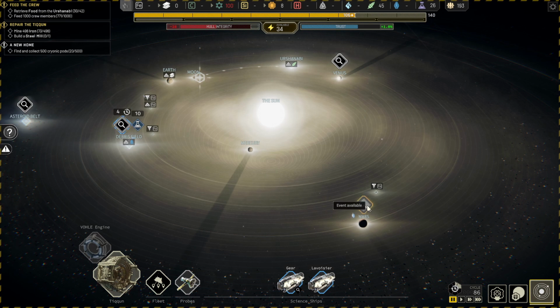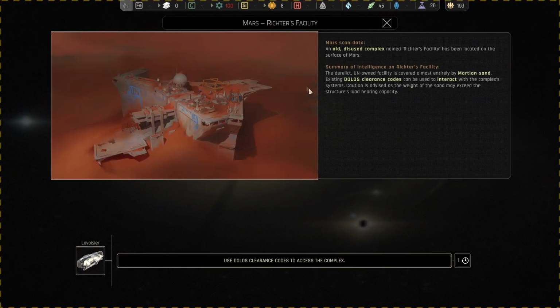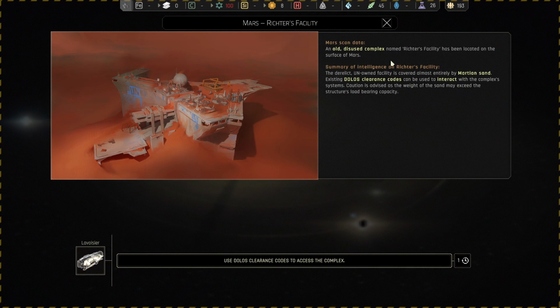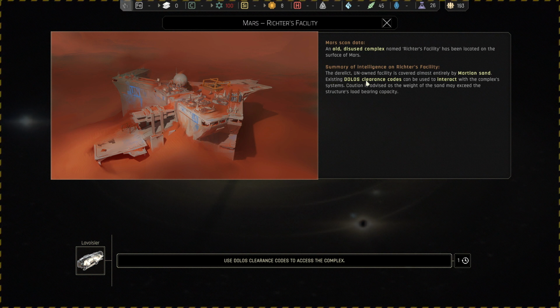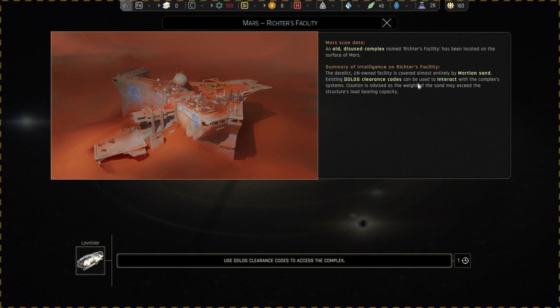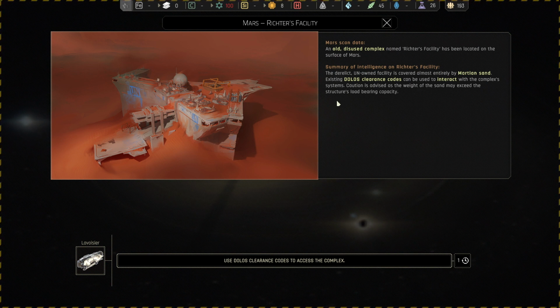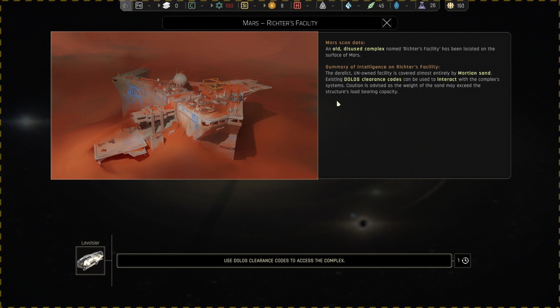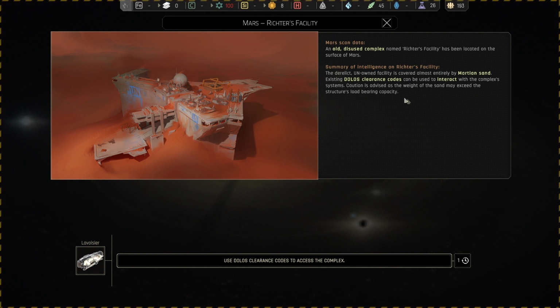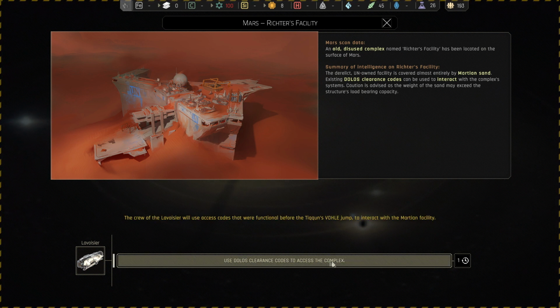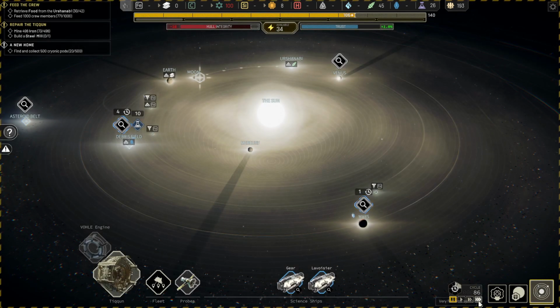Though we do have another thing, which is a Mars. An old disused complex named Richter's facility has been located on the surface of Mars. The derelict UN-owned facility is covered almost entirely by Martian sand. Existing Dulles clearance codes can be used to interact with the complex systems. Caution is advised as the weight of the sand may exceed the structure's load-bearing capacity. So let's go ahead and access this thing.